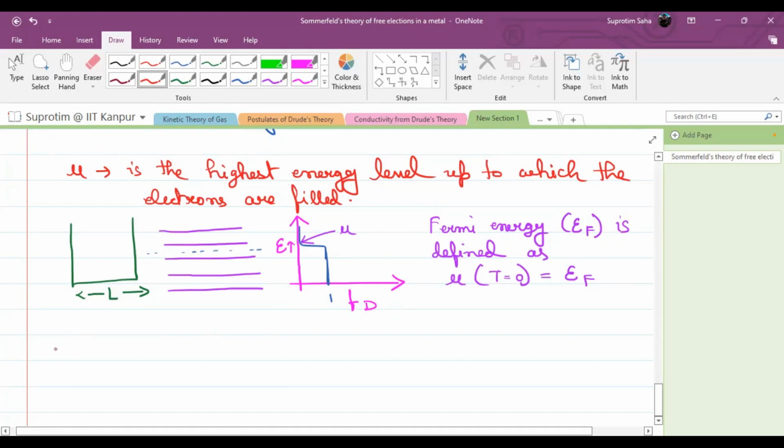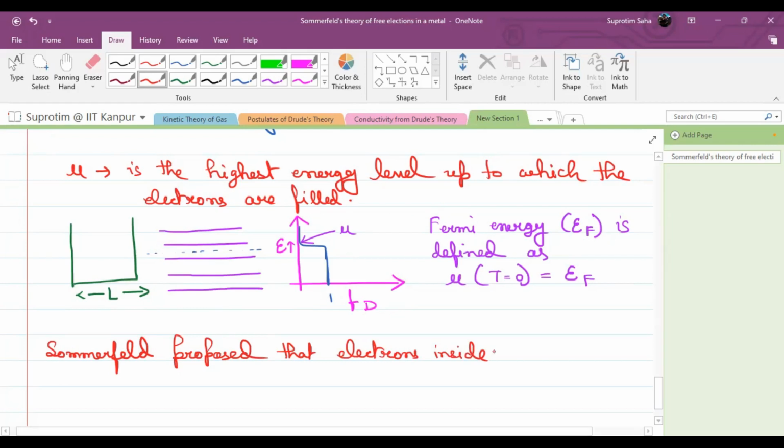So with this picture, Sommerfeld proposed a model for electrons inside the solid: it is a particle in a box, where the particles are the electrons and the box is the solid.